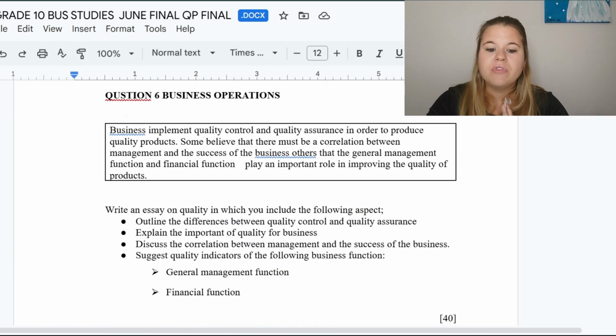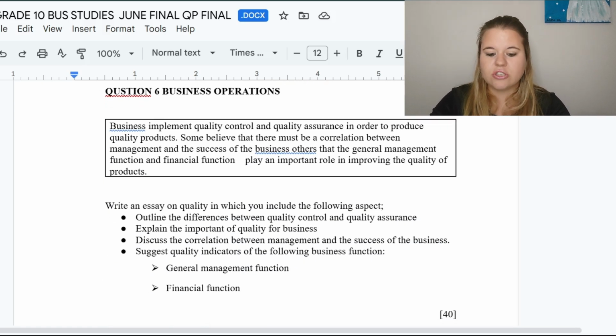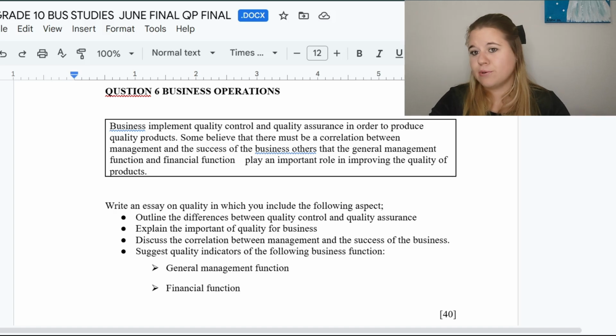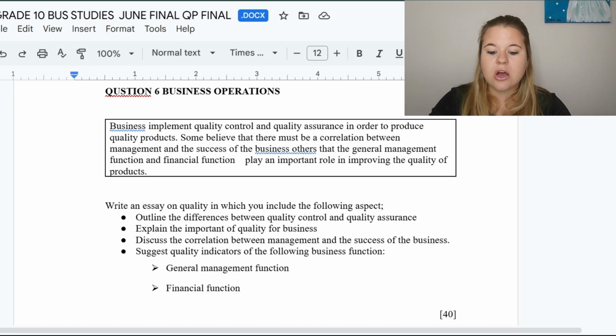Moving on. Question 6, business operations. Here we have outlined the differences between quality control and quality assurance. I think there we can see which chapter we're talking about. It's quality of performance. Explain the importance of the quality for businesses, and then distinguish the correlation between management and the success of the business. And then we're looking at the quality indicators, so general management function and financial function.